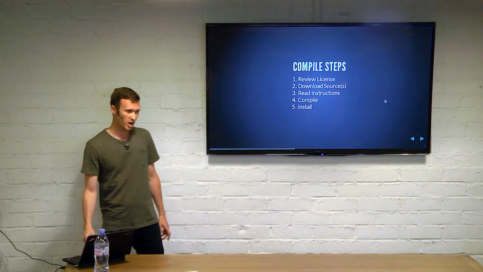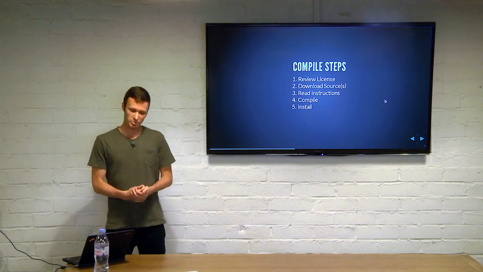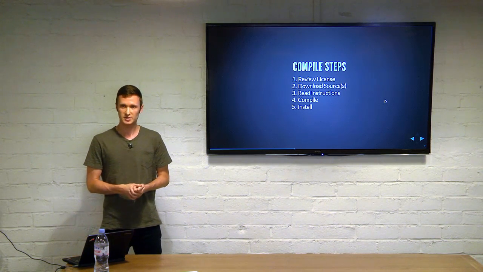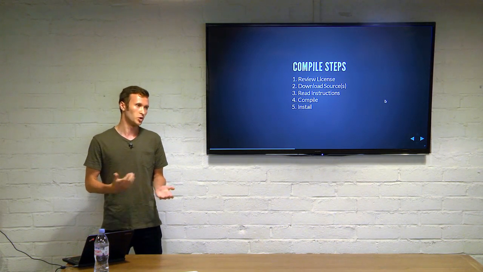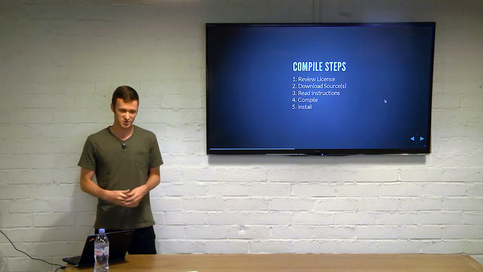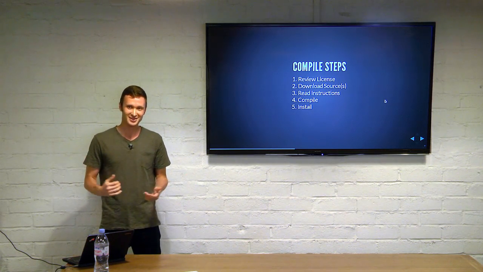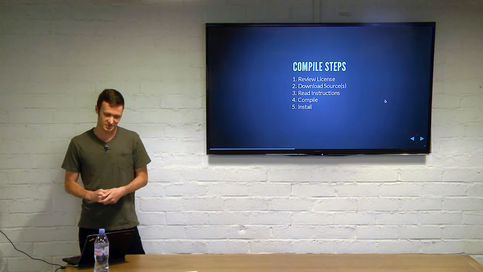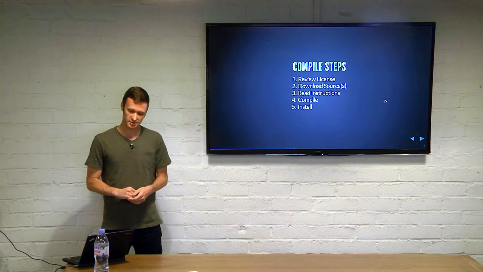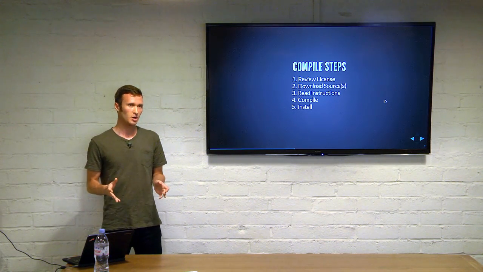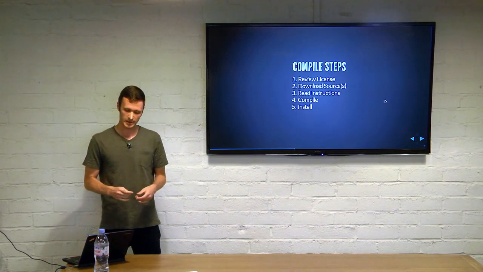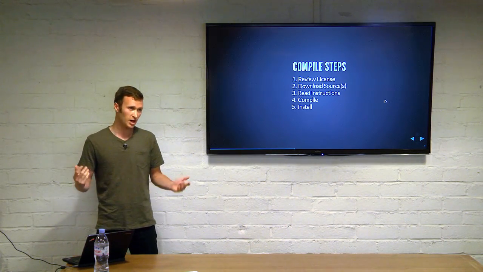So the steps to compile, basically, the first step is review the license. Some licenses are restrictive in what you can do. Unless you're just a pirate and you just want to do whatever, go for it. Step 2 is to download the sources. And usually the sources come with instructions of how to actually compile. And then compile and install.